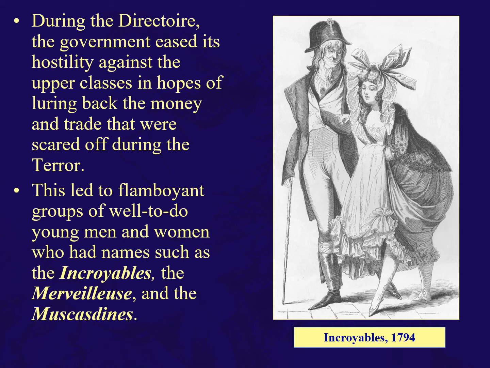Just quickly, the Directoire. During the Directoire, the government eased its hostility against the upper class because they needed the money. So we start to see, after the Reign of Terror, these young, flamboyant groups of well-to-do younger women come back, and they are sort of rebelling against the old order. They would form these social groups called Incroyables, the Merveilleuses, the Muscadines, who would dress up very fancifully, sort of like English macaronis.